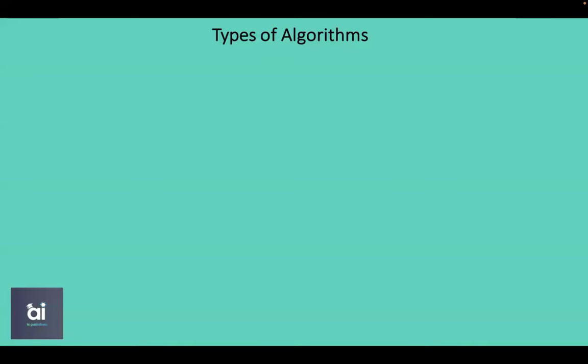Let's talk about different types of algorithms in Python. There are many types of algorithms that can be implemented in Python. Here I am just going to show you some common ones. Now, the first type of algorithm is sorting algorithm.